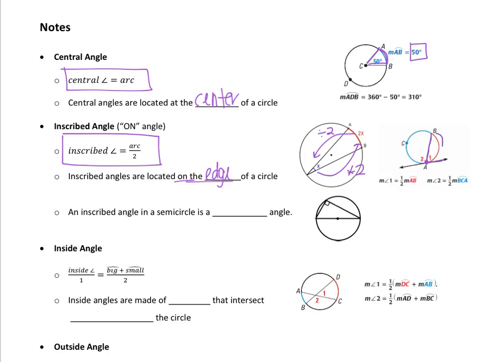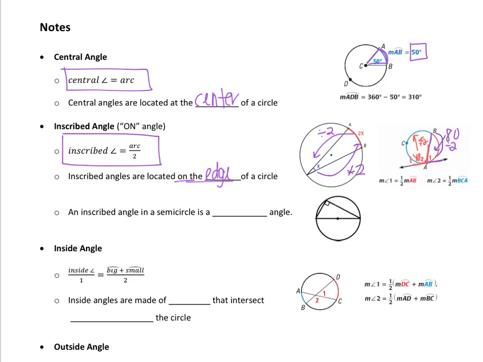Angle 1 opens up to arc BA. So if we knew that this arc was, say, 80 degrees, to find the angle, we divide by 2. If they told us that this angle here, angle 2, was 140 degrees, to go outwards and find the arc, we would multiply by 2. That's supposed to be multiplied by 2. So again, it's still an inscribed angle even though it looks a little bit different.